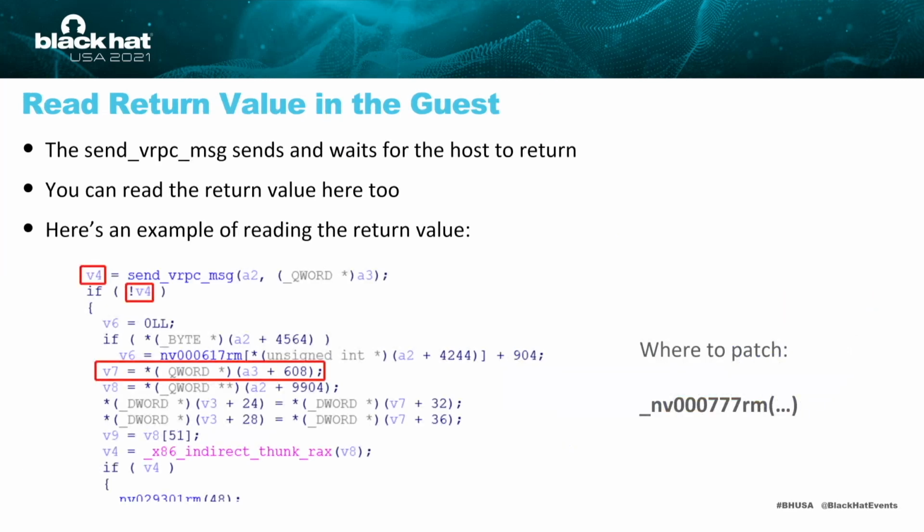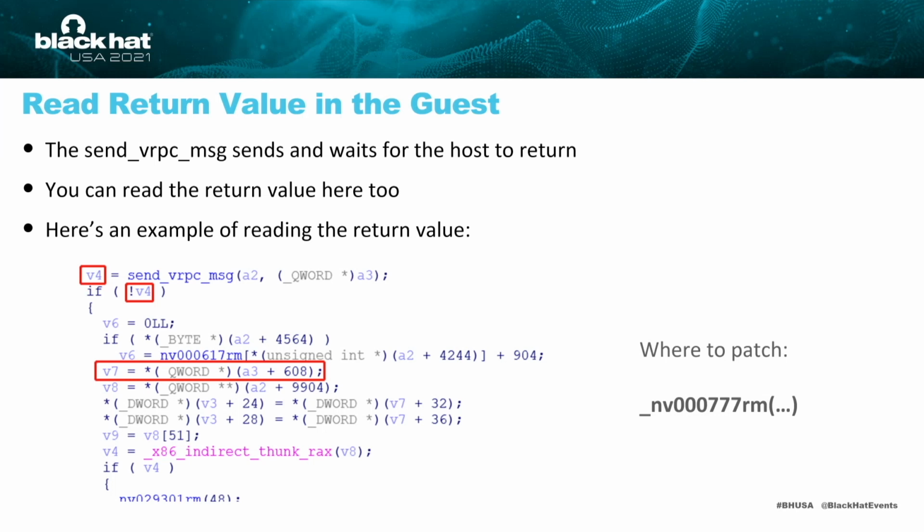After sending the message, the send vRPC message function will wait for the host to return the result. So after doing that, we can also use this code logic to obtain the return value. The reading of the return value is the same as writing the vRPC message body, so you can just read the data from A3 plus 608 plus offset. The question is, which function should we choose to patch?